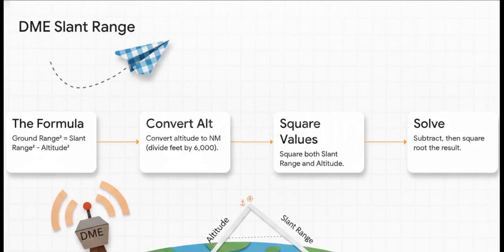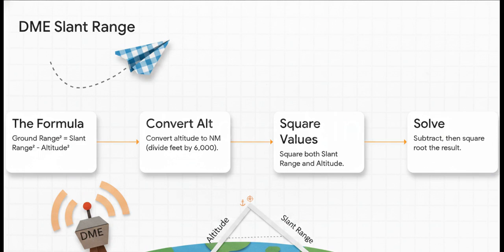Formula number 3 is the DME slant range correction. Remember, DME is the hypotenuse. To find your true ground range, we have to use Pythagoras. Ground range squared equals slant range squared minus altitude squared. And this brilliantly illustrates a major rule. You absolutely cannot mix feet and nautical miles. You have to convert your altitude to nautical miles first.